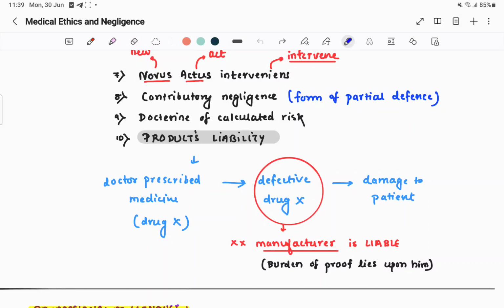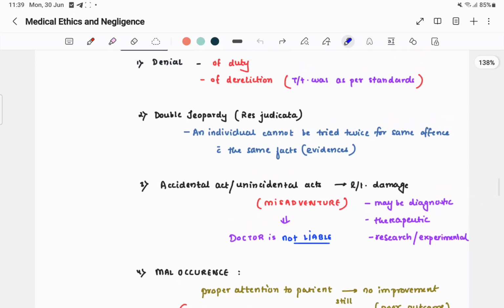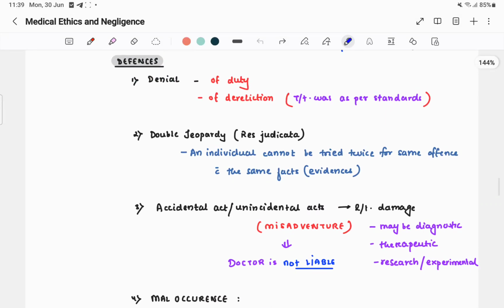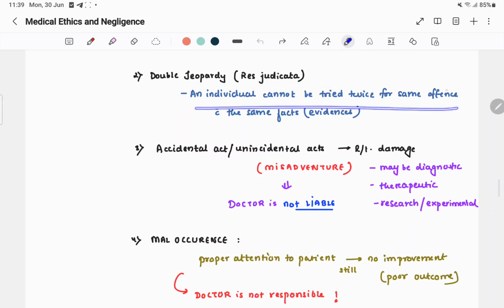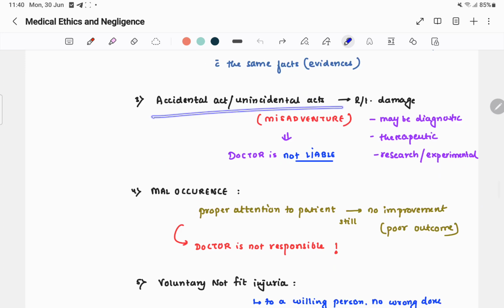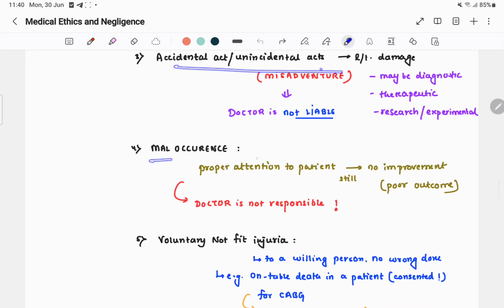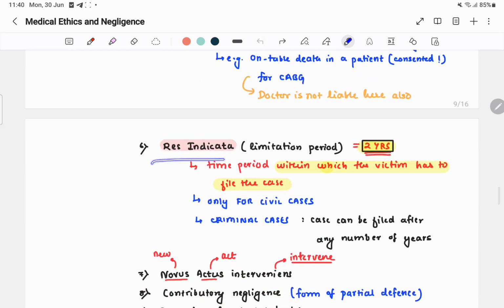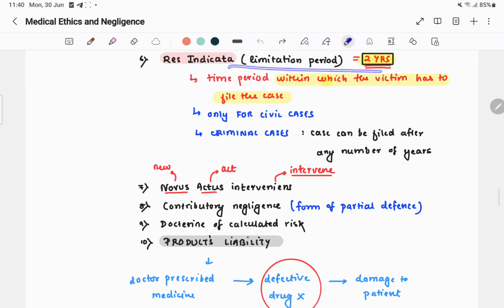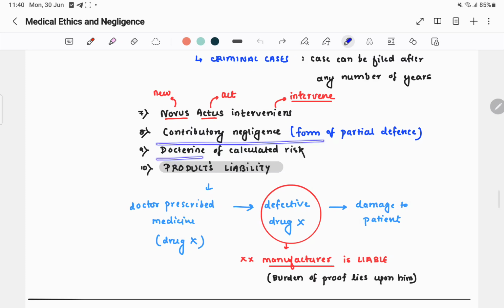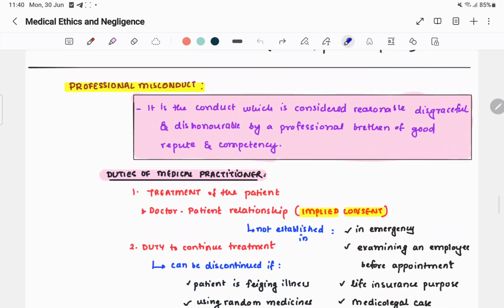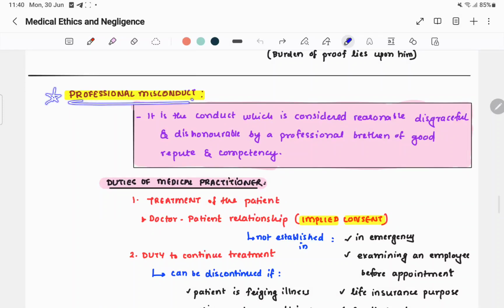Okay, so these are the defenses which you can use if a patient has filed a complaint in the court, okay, the consumer court, then you can use the defenses. Okay, what are the defenses? Denial of duty, dereliction, double jeopardy, then res judicata, okay, for the same offense, same fact, trial. Accidental act or unintentional act, mal-occurrence, volenti non fit injuria, then res indicata, limitation period, novus actus interveniens, contributory negligence, calculated risk, and product liability.